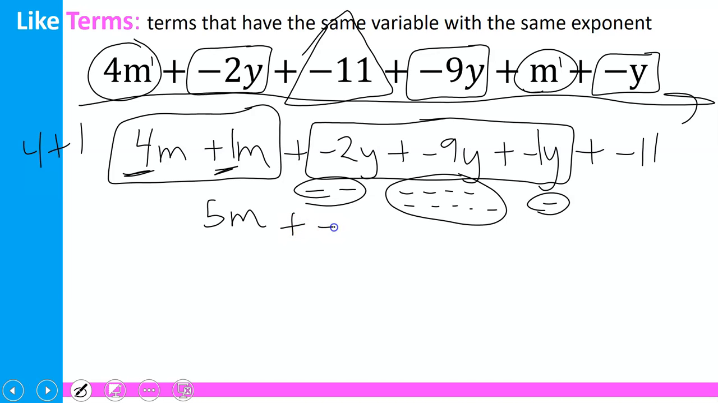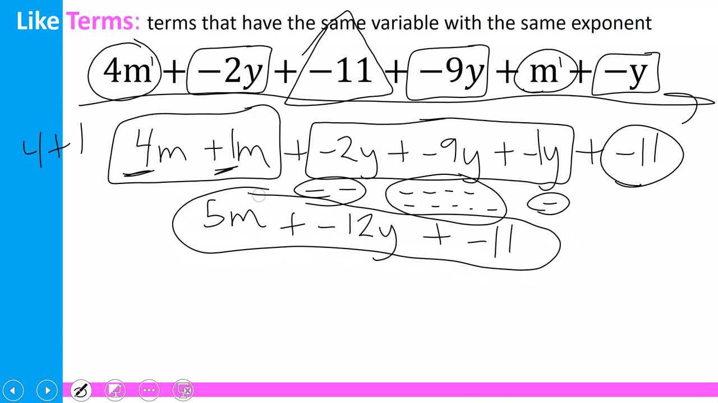So I'm combining negative 12y with that 5m. And then this doesn't combine with anything, so I just tack on to the end that negative 11. So this is one way I could write this answer.